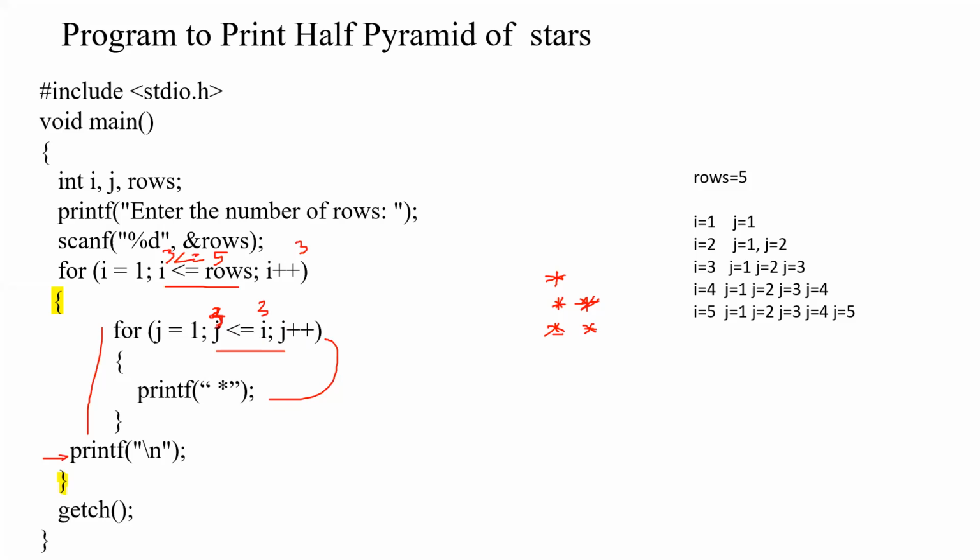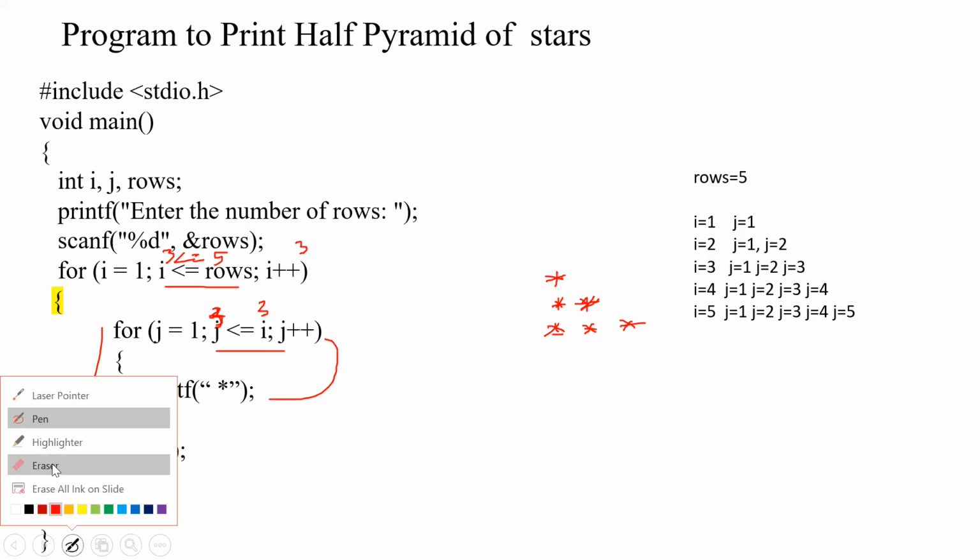Yes, j is equal to i, right? Again, it will move to the body of the loop and print the star. Now it becomes 3 stars. Again, it goes to incrementing the value of j, right? So what is the current value of j? It was 3, and incrementing means it becomes 4, right?